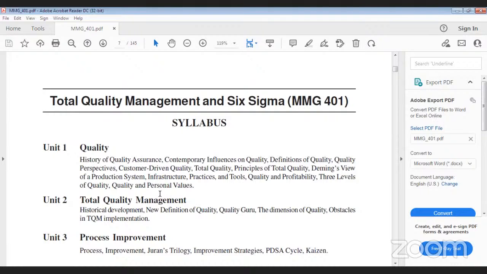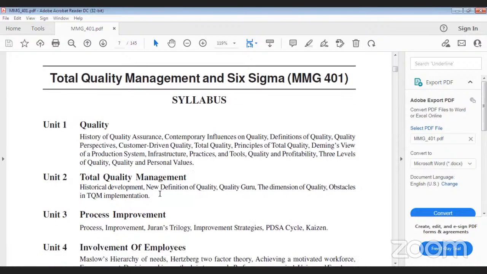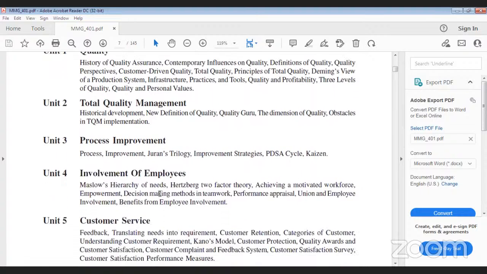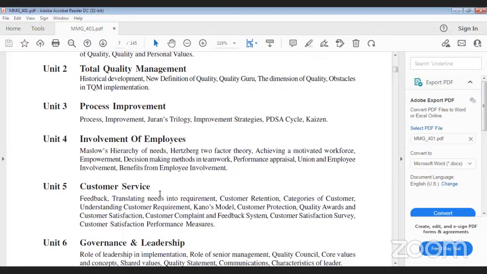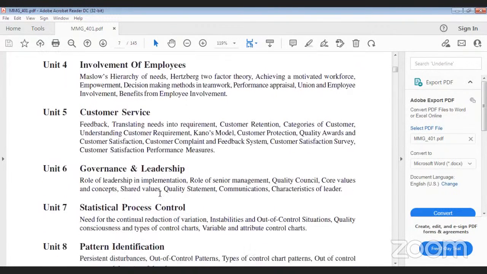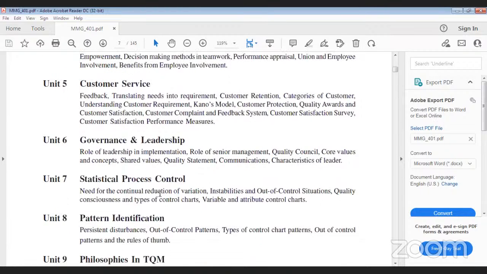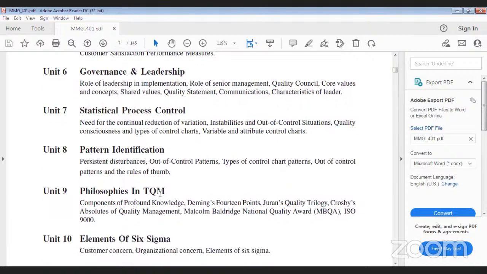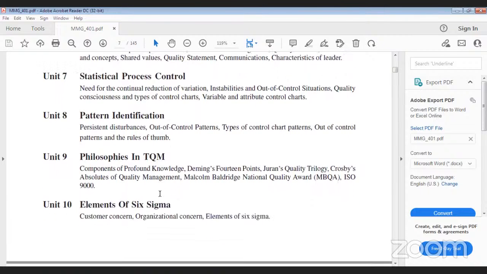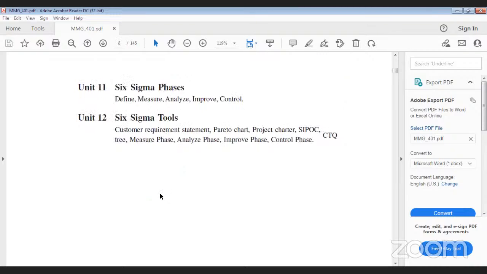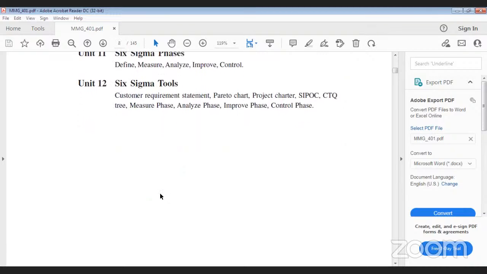You will find quality, its history, then total quality management, process improvement, involving employees, customer service. This is the syllabus for you. Governance and leadership, then statistical control, pattern identification, philosophy, then elements of Six Sigma. Then the next point is Six Sigma phases and Six Sigma tools.